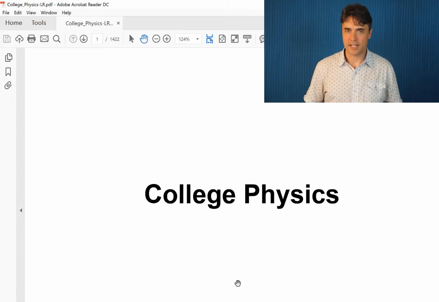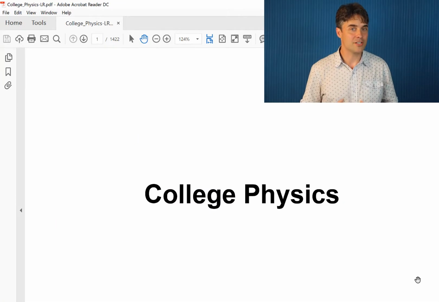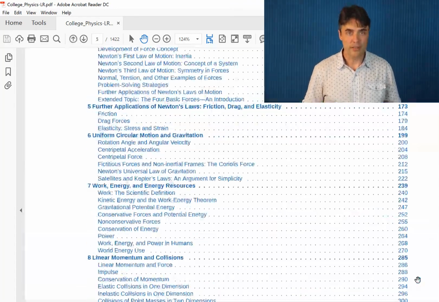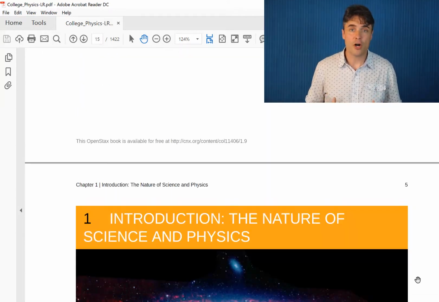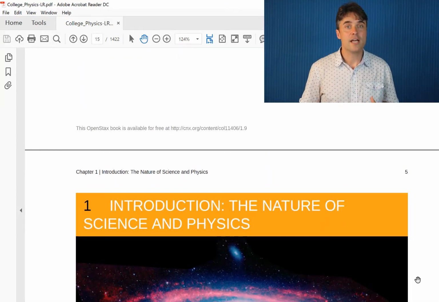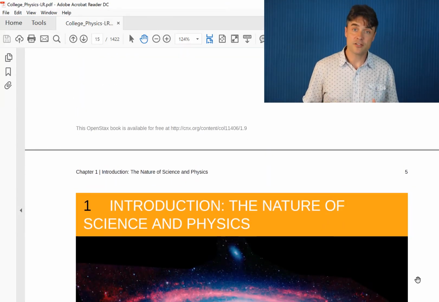Let's open up the textbook and see where it actually starts. Scrolling down, we finally get to Chapter 1. Chapter 1 is called Introduction, the Nature of Science and Physics, and it starts right here on page 5.